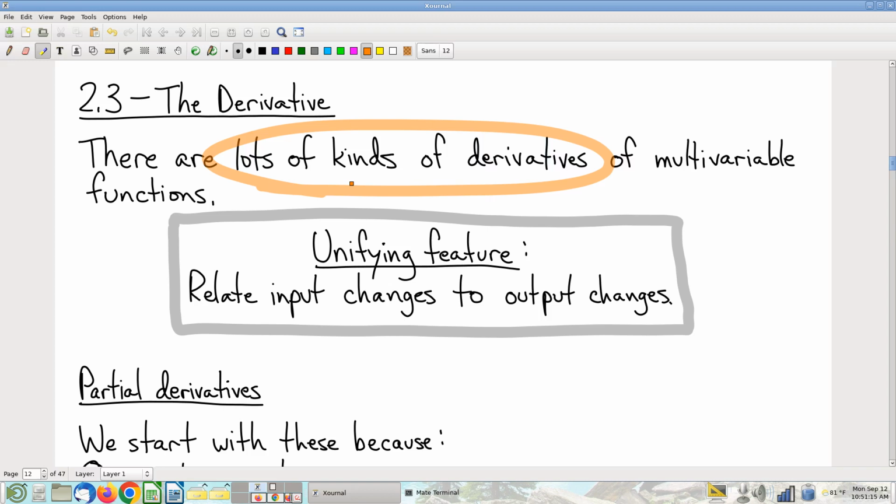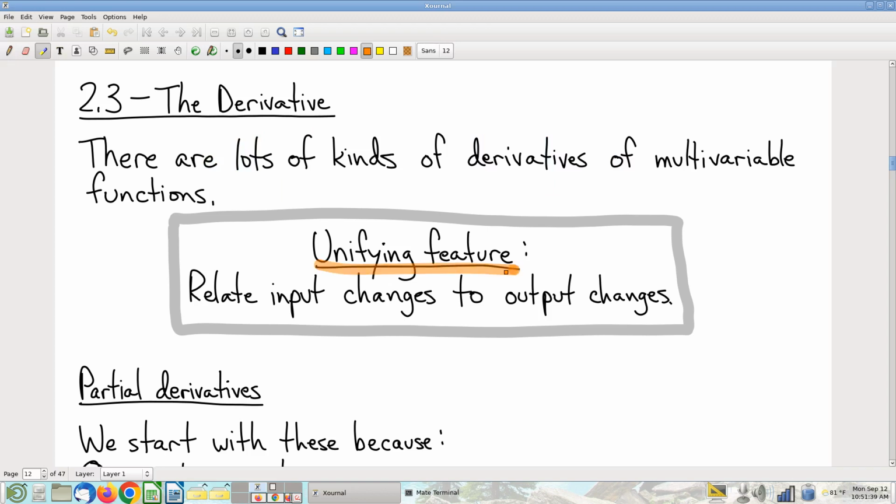So that brings up a question. If you have several things going by names that all use the same word, then we have the sort of philosophical question: what does that word mean anyway? What feature of a construction should we require to call something a kind of derivative? The unifying feature, across the various different kinds of derivatives that we're going to see, is that they all have this characteristic: they all relate input changes to output changes in different ways.